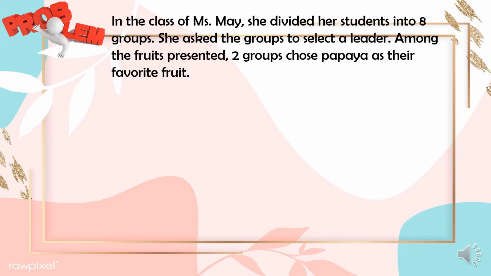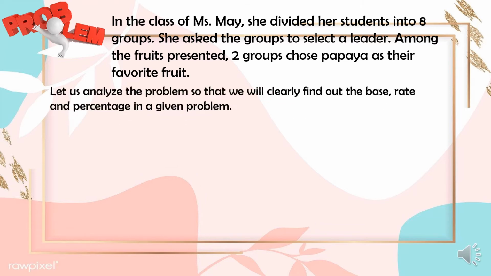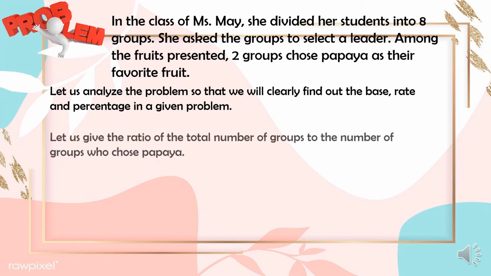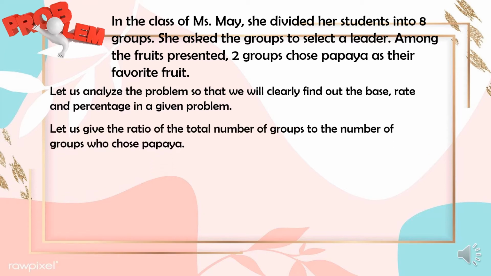In the class of Miss May, she divided her students into 8 groups. She asked the groups to select a leader. Among the fruits presented, 2 groups chose papaya as their favorite fruit. Let us analyze the problem so that we will clearly find out the base, the rate, and the percentage in a given problem. Let us give the ratio of the total number of groups to the number of groups who chose papaya. And that is 8 is to 2.